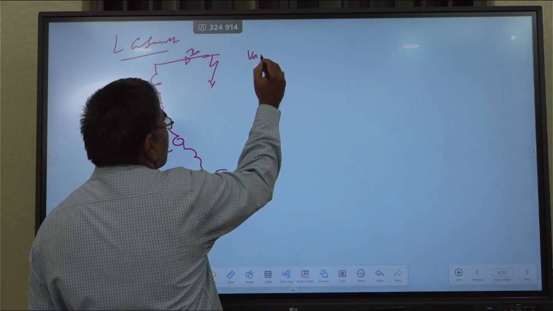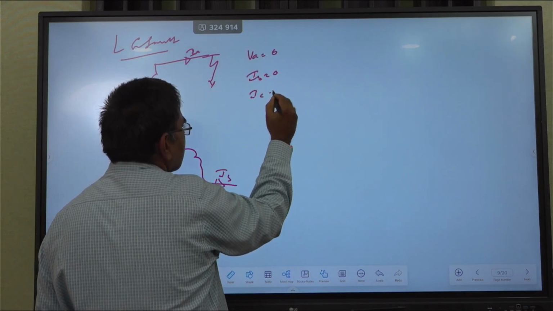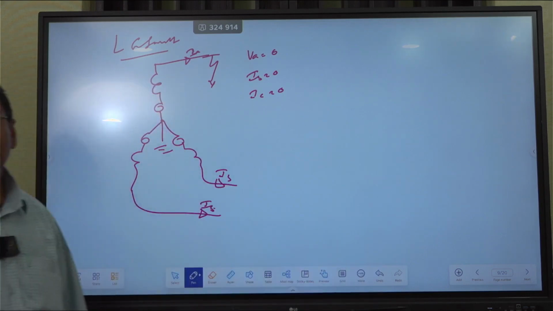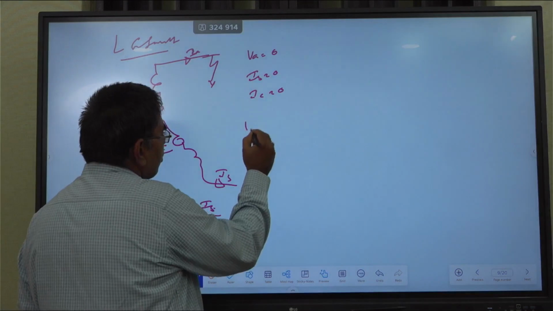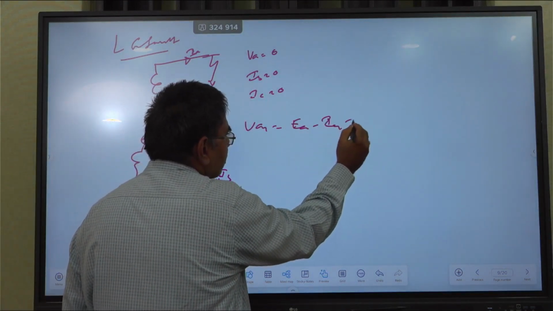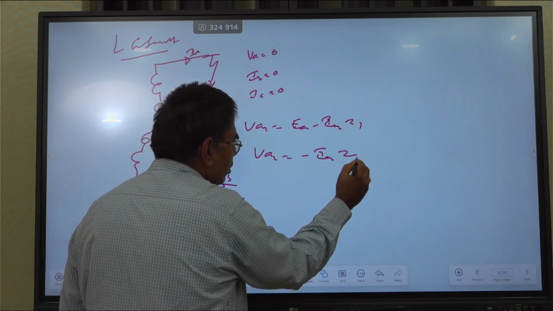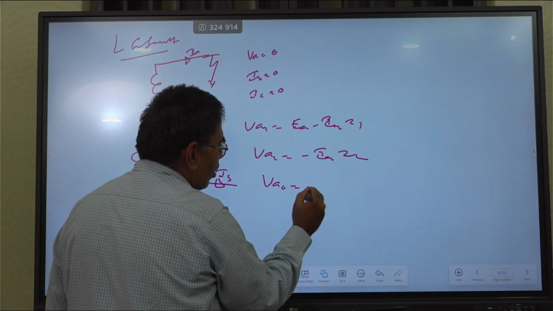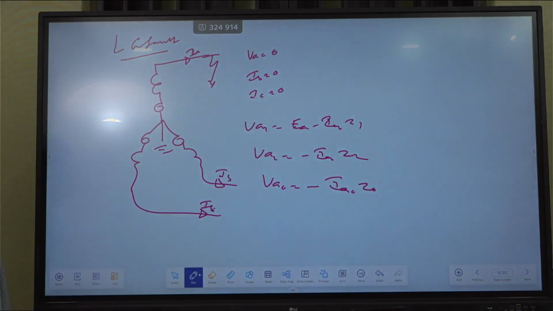VA is equal to 0, IB is equal to 0 and IC is equal to 0. And the three sequence network equations are VA1 is equal to EA minus IA1 Z1, VA2 is equal to minus IA2 Z2, VA0 is equal to minus IA0 Z0. These are the three sequence network equations.